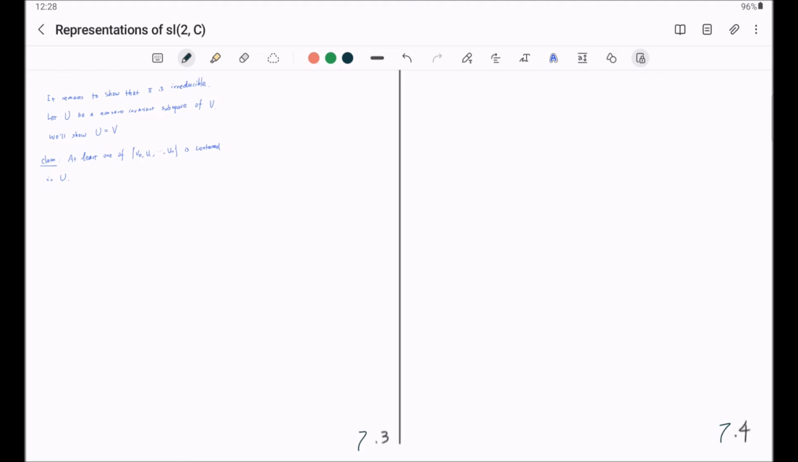Now let's prove this claim. Indeed, since pi of h applied to U is contained in U, because U is pi invariant, pi of h restricted to U as a complex linear operator on the vector space U must have at least one eigenvalue and eigenvector.